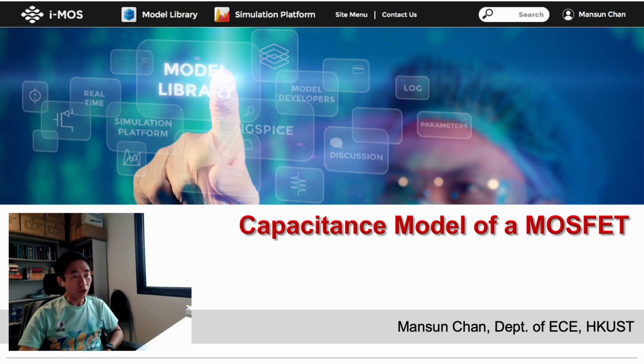We have covered the charge voltage model of a MOSFET. However, it is not sufficient for circuit simulations, as the transcapacitances are also needed in the Jacobian matrix to evaluate the circuit equations. We have to derive the capacitances, which will be covered in this presentation.